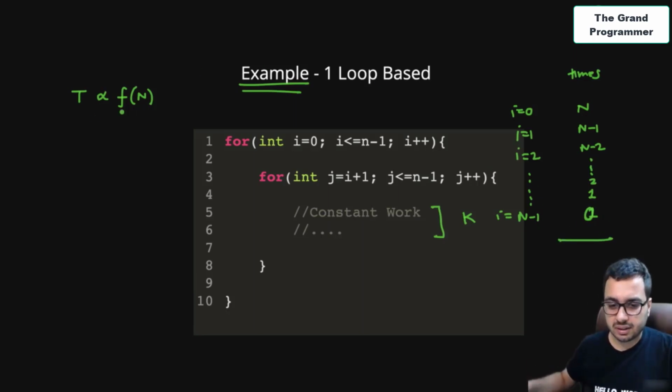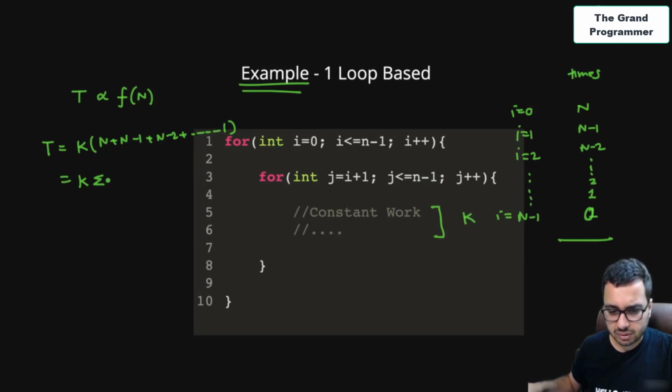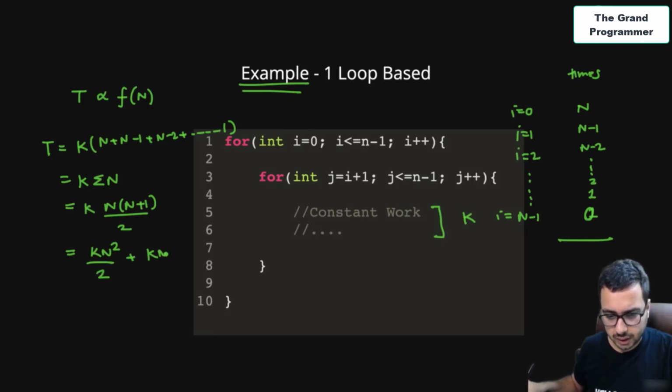Effectively, if you look at this pattern, how many times are these two loops going to run? The total work that we are doing is a constant times the number of times these two loops are going to run. So it is n plus n minus 1 plus n minus 2 plus up to 1. You can see this is nothing but k times the summation of n, and the summation of n is nothing but n into n plus 1 by 2. So this function becomes kn square by 2 plus kn by 2.